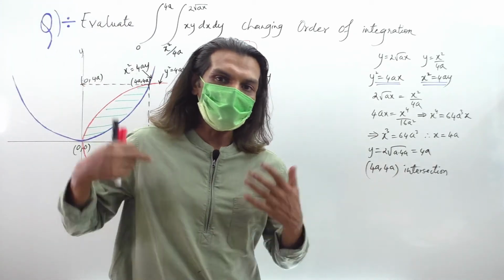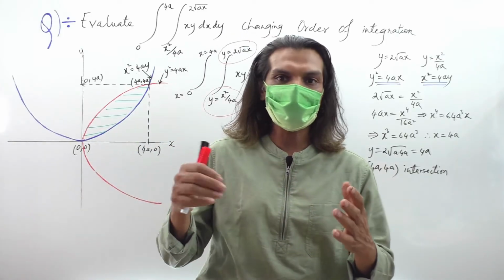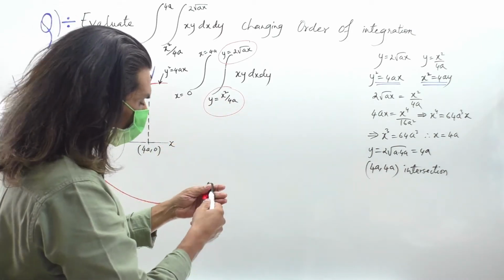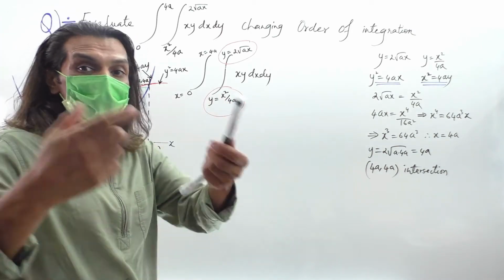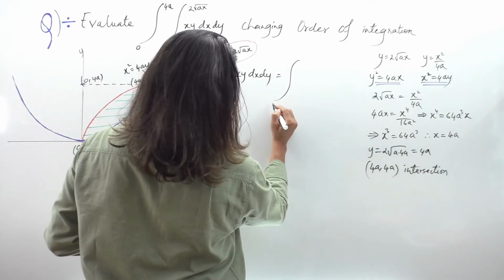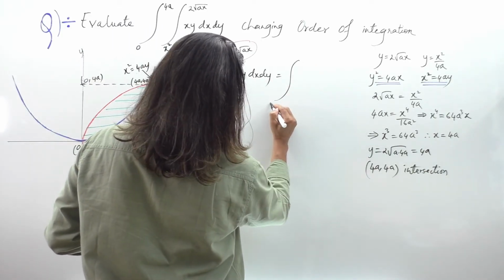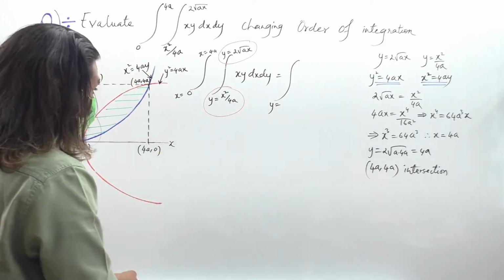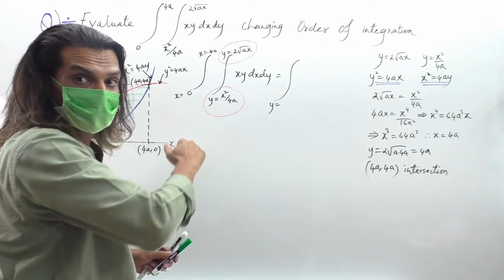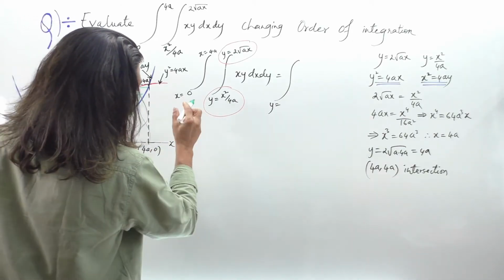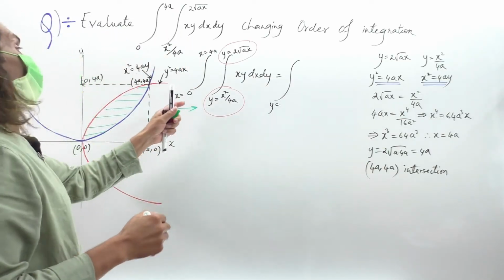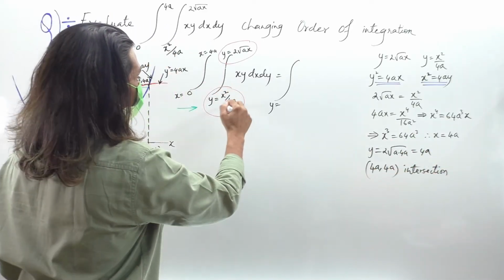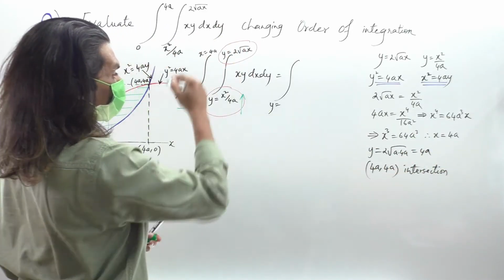Now from this graph we need to find the changed limits, that is change of order. So here, since they have given x first, y second, the inside integral, the change of order means the outside integral will be y and the inside integral will be x. So what's the outside integral? Now what are they doing? As you see here, x is there. x means along the x-axis. They are walking along the x-axis, then we climb along the y-axis.